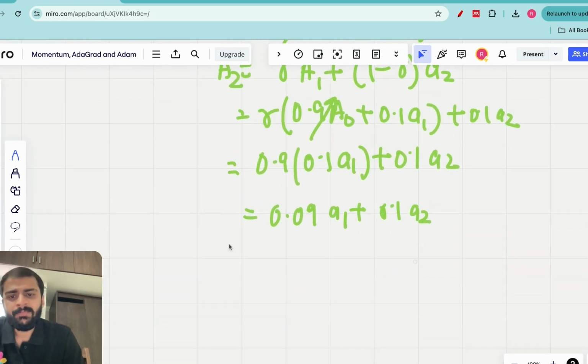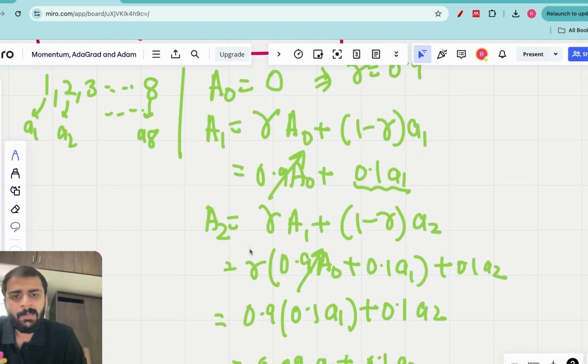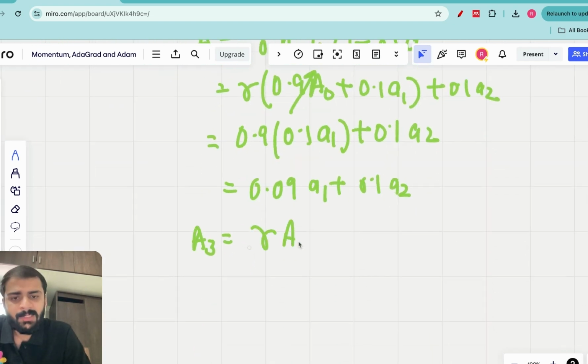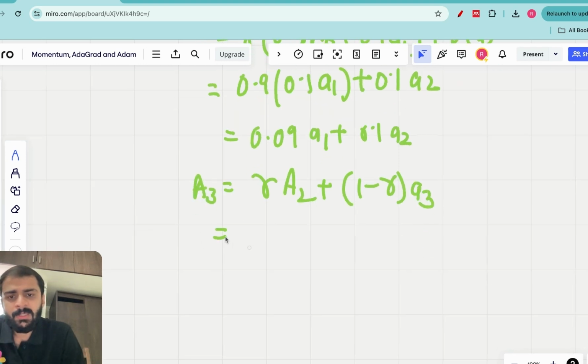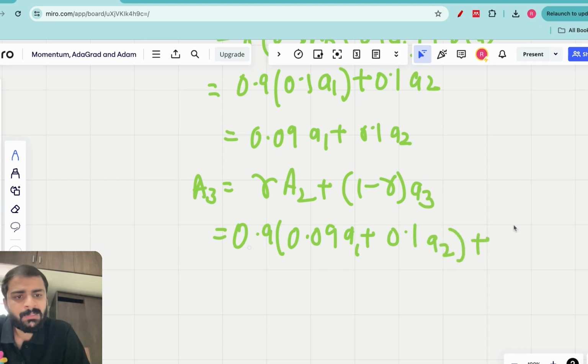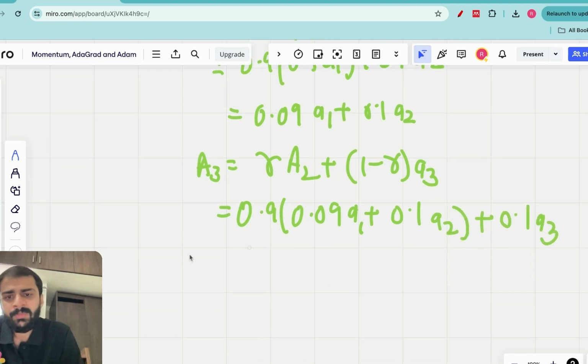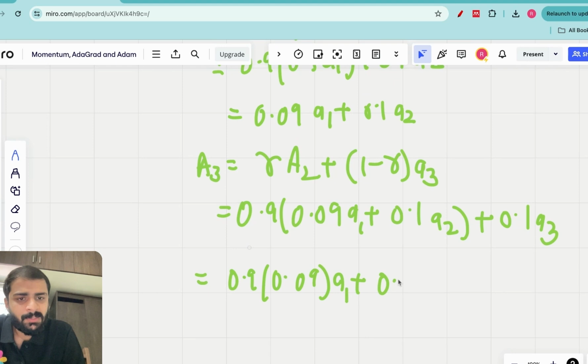And then A3 will be equal to gamma times A2 plus (1 minus gamma) small a3, which is equal to 0.9 into (0.09 a1 plus 0.1 a2) plus 0.1 into a3, which is equal to 0.09 into 0.9 a1 plus 0.9 into 0.1 a2 plus 0.1 into a3.